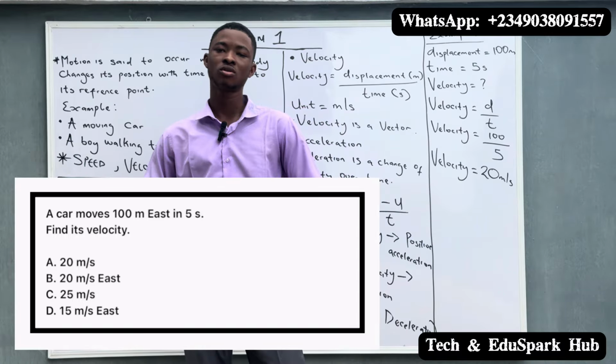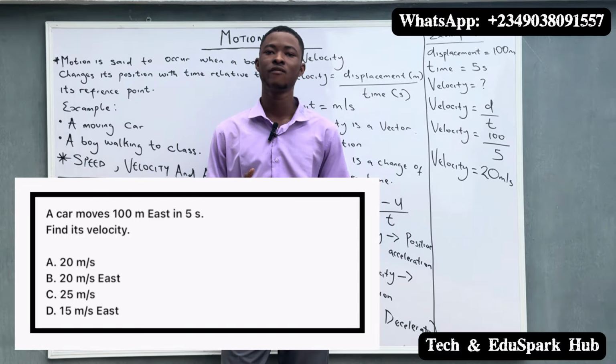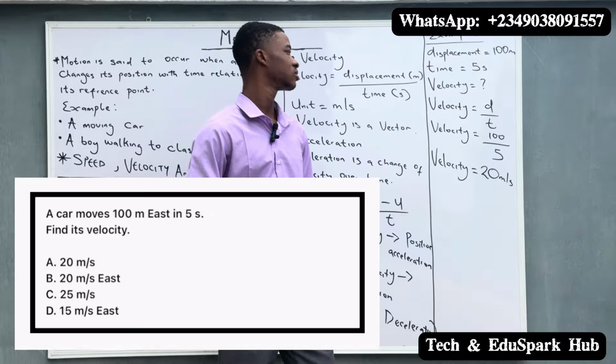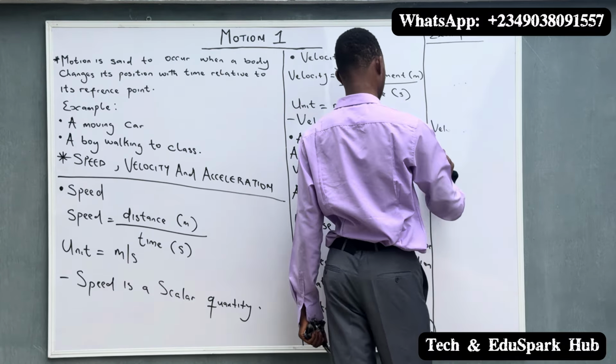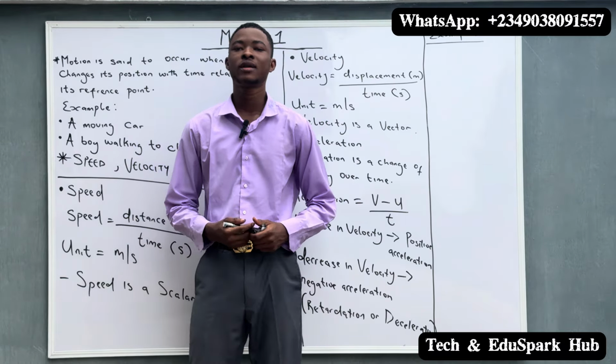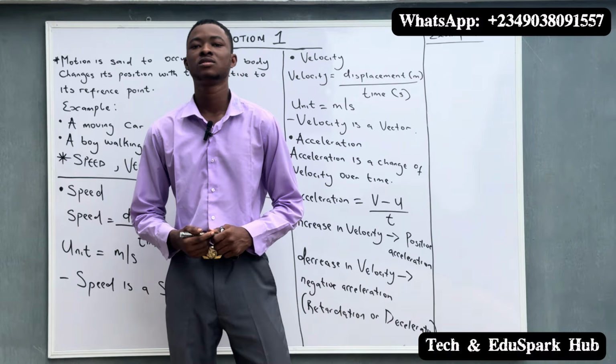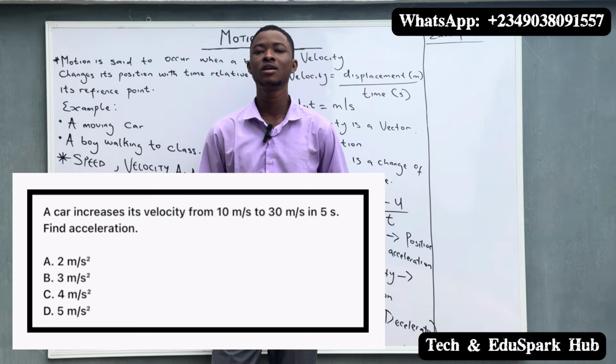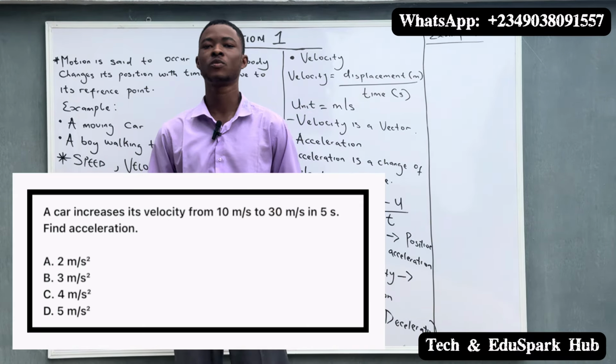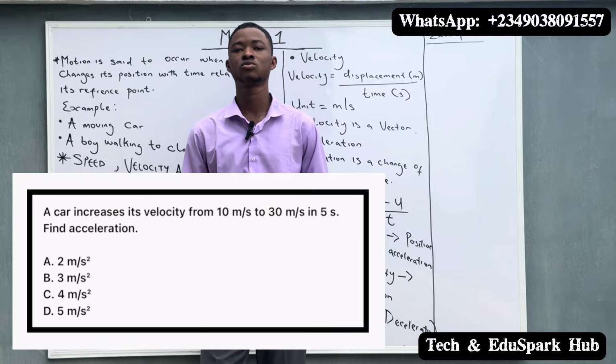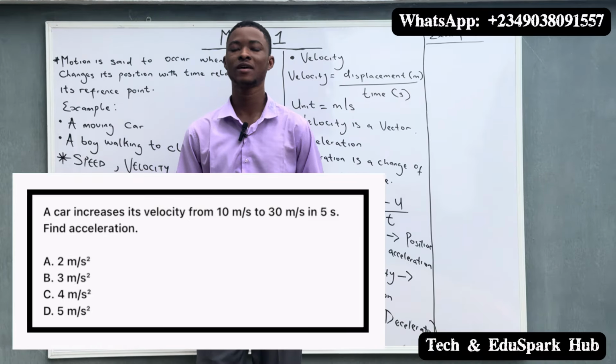So let's move to the third example, still under speed, velocity, and acceleration. The third example, as displayed on the screen, says that a body will increase its speed from where? 10 meter per second to 30 meter per second in 5 seconds.